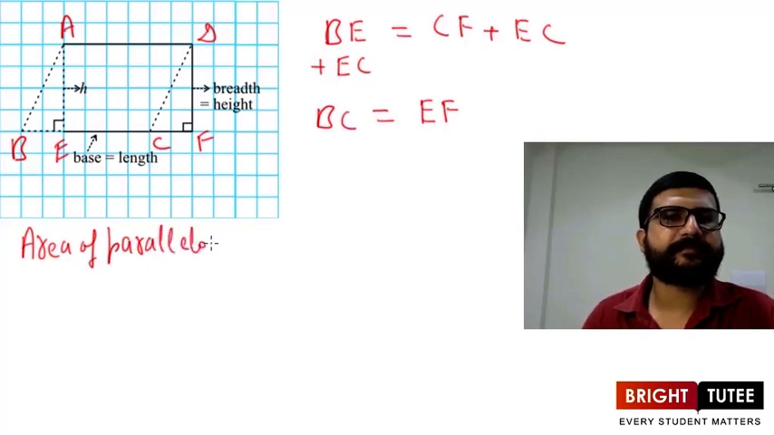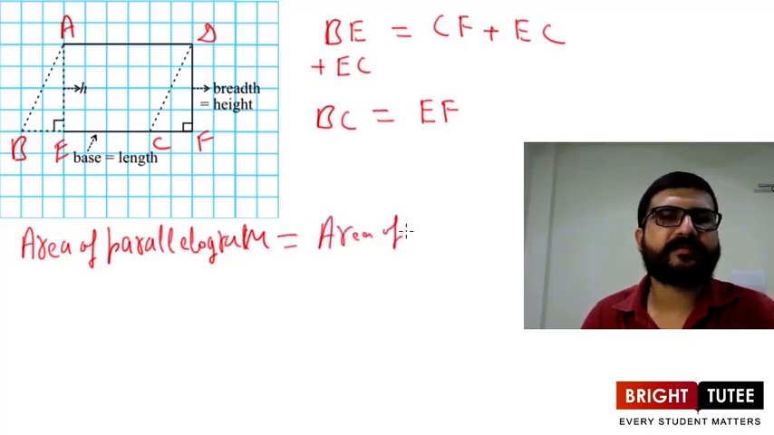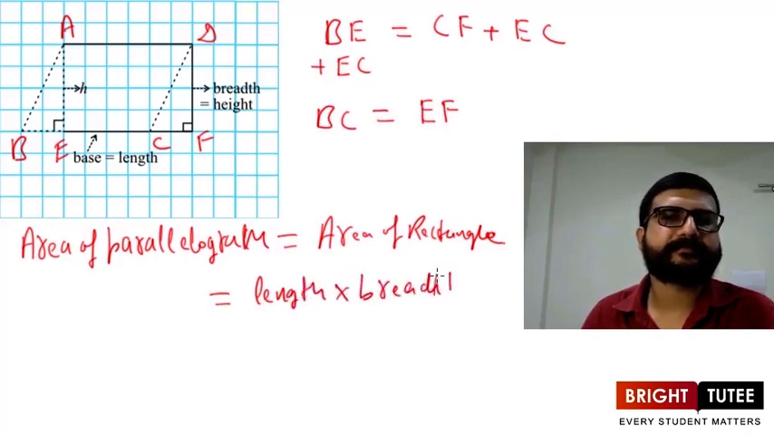So we can write it like this: area of parallelogram is equal to area of rectangle. Now how do we find area of rectangle? It is length into breadth. So length into breadth will give us area of rectangle, which is equal to area of parallelogram.